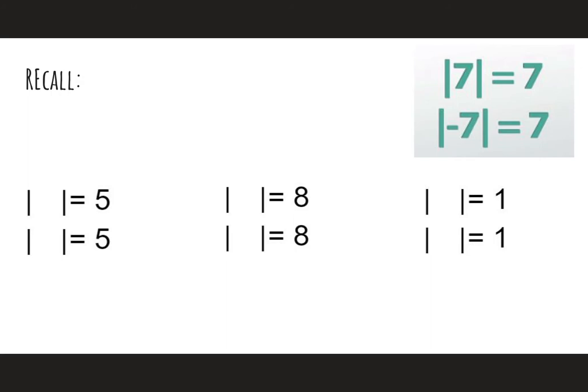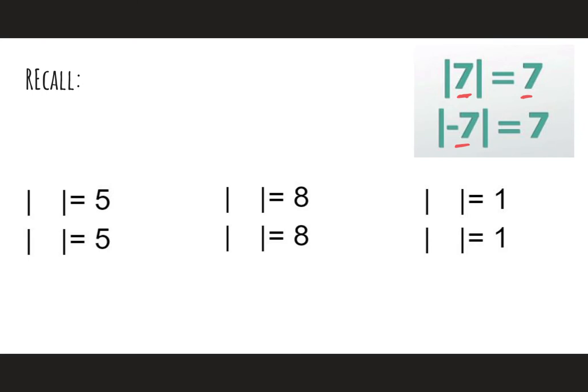So let's just remember that there are two different numbers that we can have in absolute value bars that have the same number. For example, the absolute value of a positive 7 is 7 because it's 7 units away from 0 on the right side. Then we have negative 7, which is also 7 because it's 7 units away from 0 on the left side. So there are two possibilities for whatever is inside absolute values.